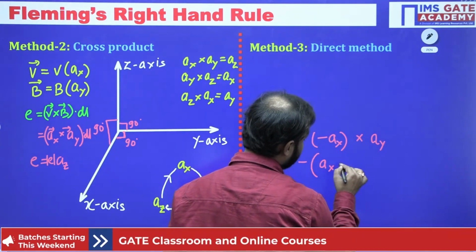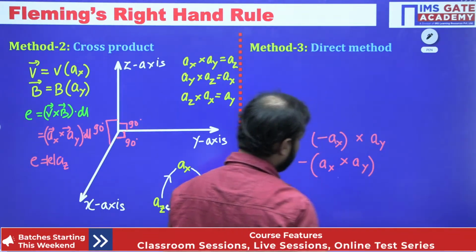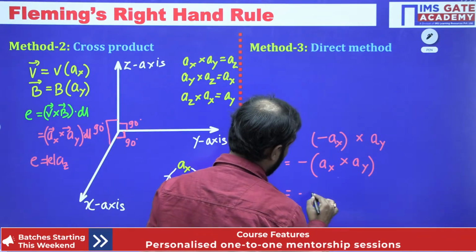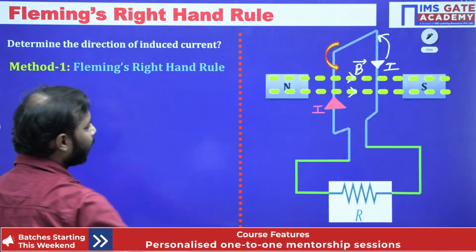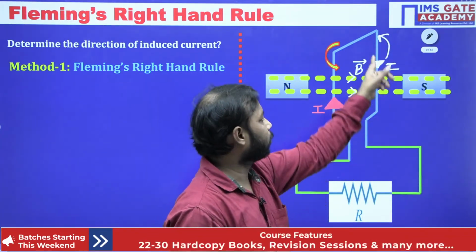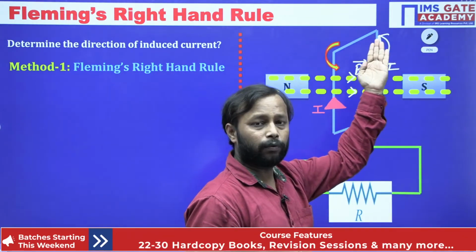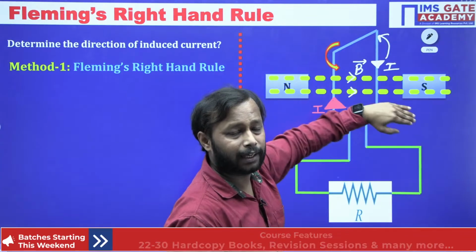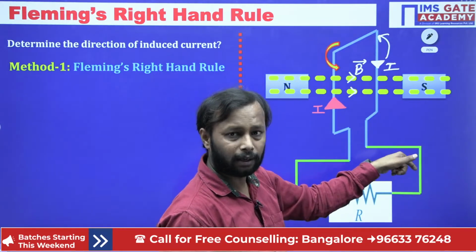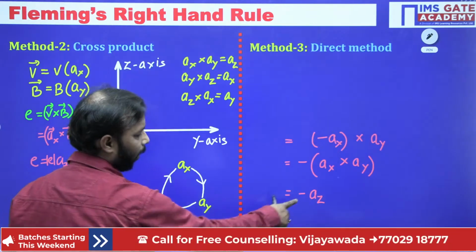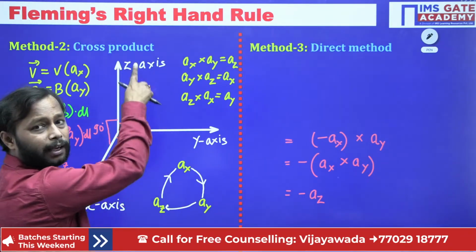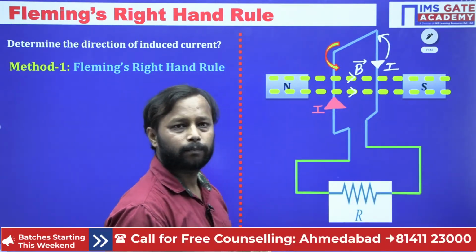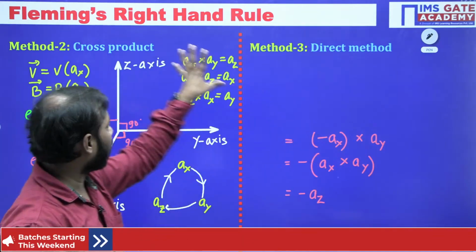Can I write this as AX into AY? What is AX into AY? AX into AY is AZ. So this gives you minus AZ. What does it mean? For this conductor, if the conductor is moving inside the board and the magnetic field is in this direction, then the induced current in this conductor is in the minus AZ direction. Since this is taken as plus AZ, minus AZ means downward. Clear? So you can do this from method 2.